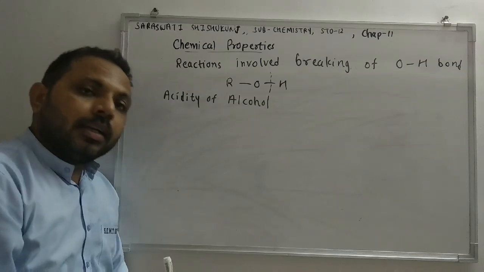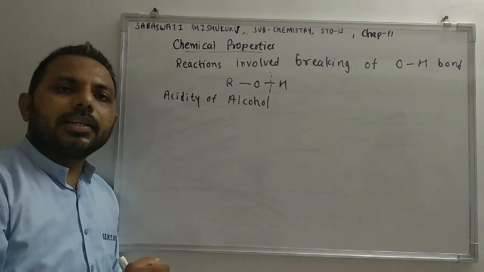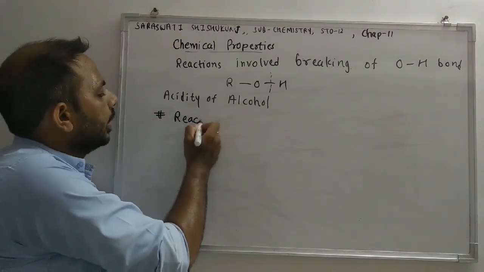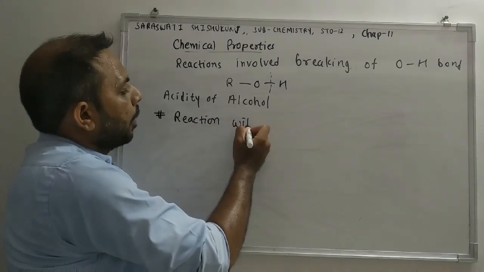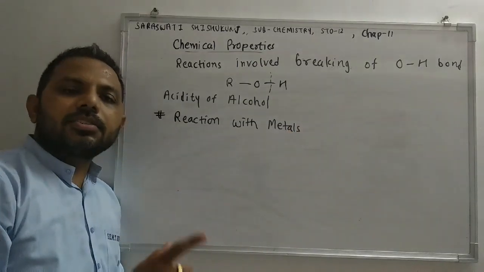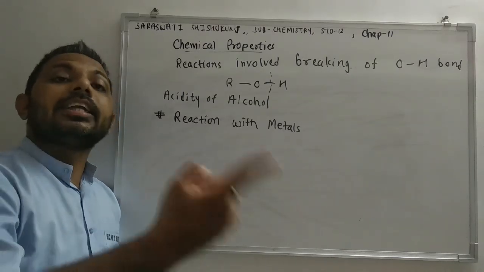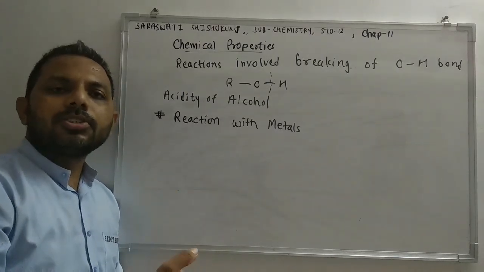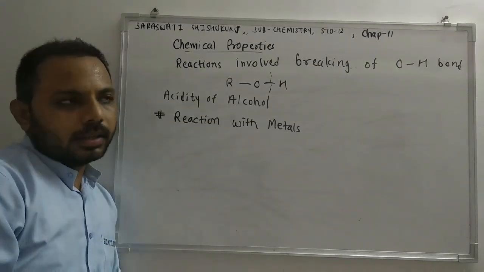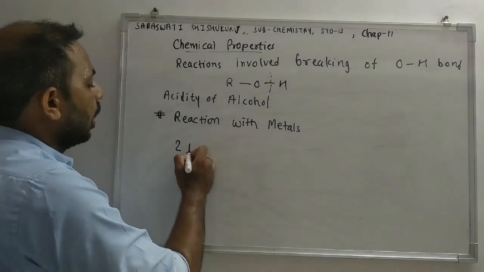Now, which are the chemical reactions in which alcohol can donate protons? The chemical reaction is reaction with metals. Whenever there is a reaction between alcohol and a metal, specifically active metals like sodium, potassium or aluminum, alcohol acts as an acid. Let's understand this by one example. So we have got alcohol, ROH.